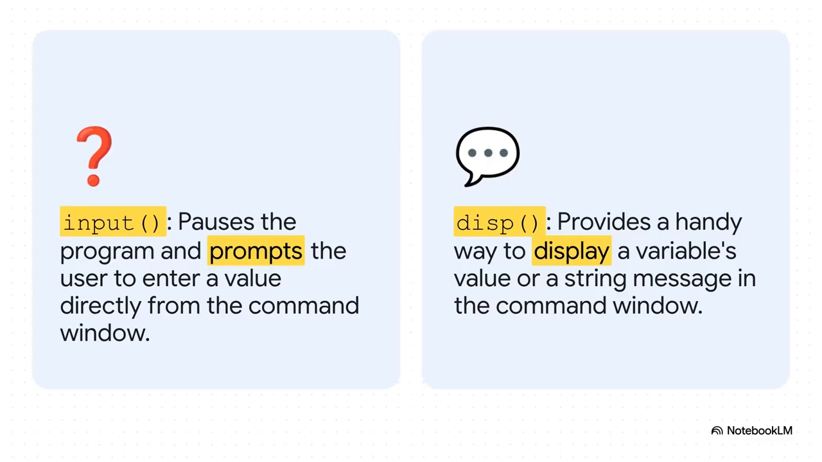So MATLAB gives us two super simple but really powerful tools for this. The input function basically pauses your program and says, "Hey user, I need something from you." It waits for you to type something in and hit enter. And disp is its counterpart. It's how the program talks back, displaying a value or a message right there in the command window. It's a perfect little communication loop.